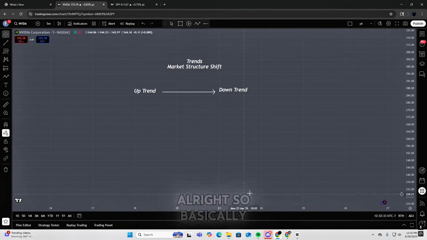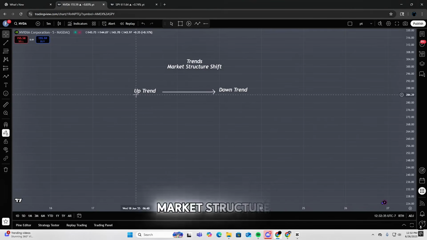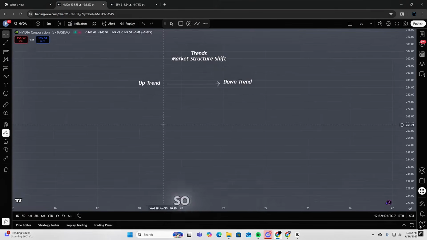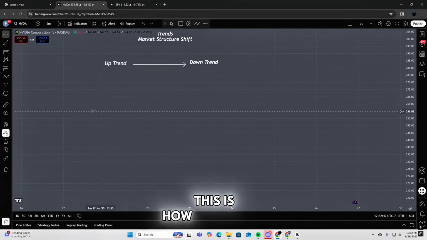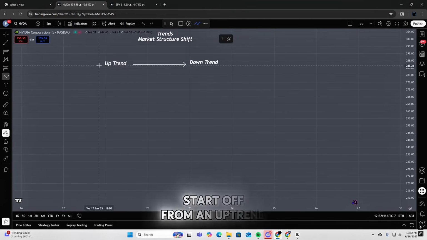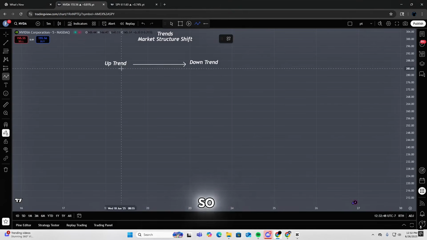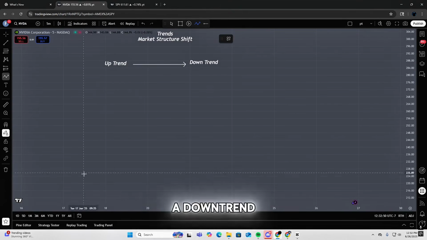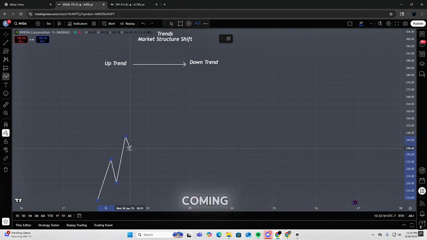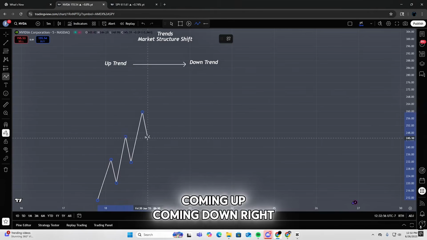All right, so now we're going to go over how we can tell when market structure wants to reverse, or when the trend wants to reverse. This is how you can spot signs of weakness in the trend. Let's start off with an uptrend reversing to a downtrend. So let's create our uptrend: we're coming up, coming down, coming up, coming down, coming up, coming down.